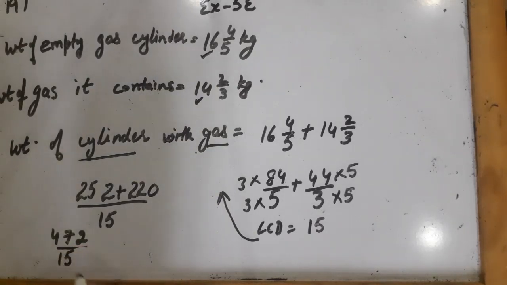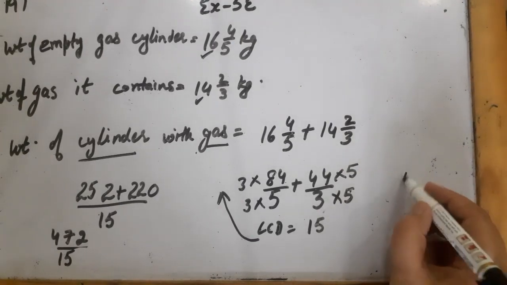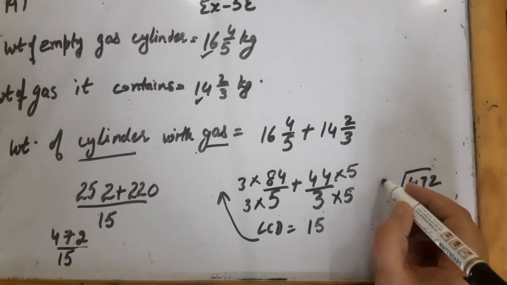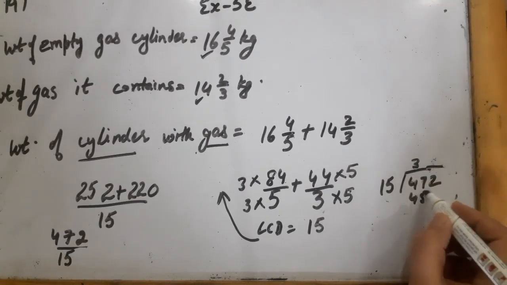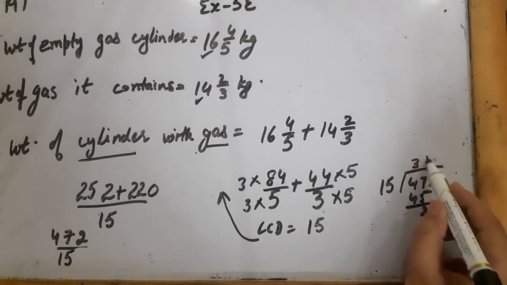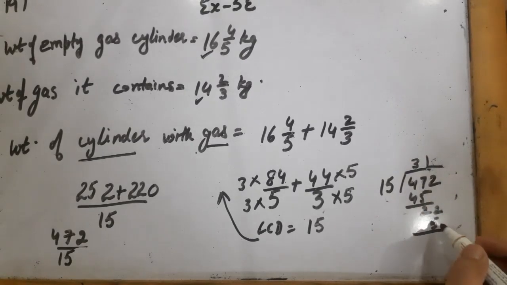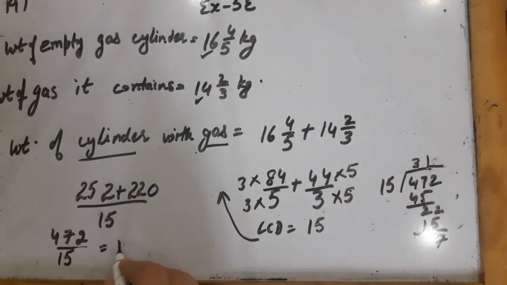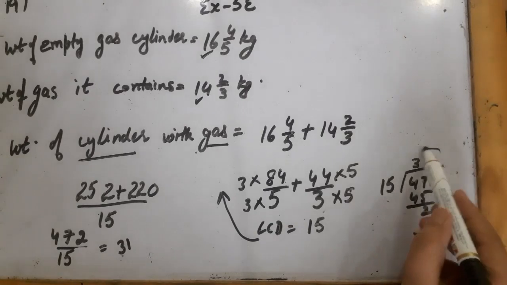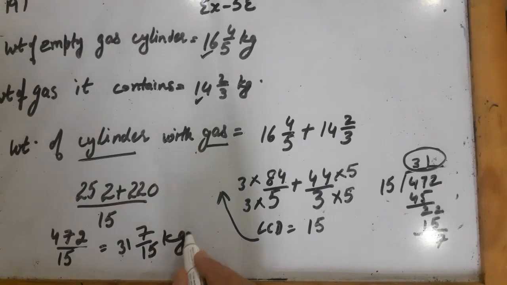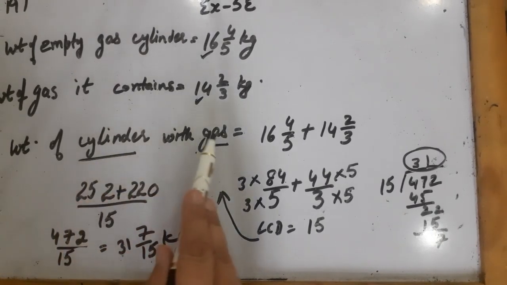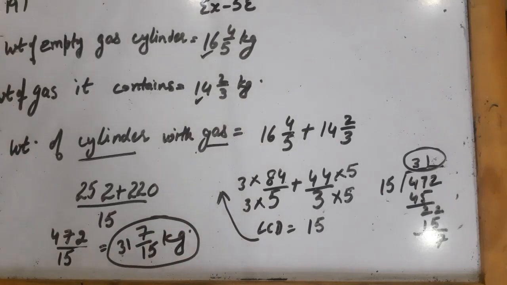You will get 472/15. So as you can see, this is an improper fraction, so convert this into a mixed fraction by dividing. 15 3s is 45, 15 1s is 15, and you will get 7. Okay, so it becomes 31. This quotient becomes the whole number, 7/15. So the weight of the cylinder with gas is 31 7/15 kg.